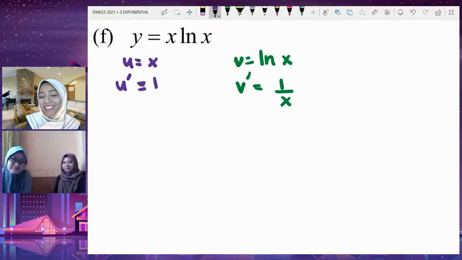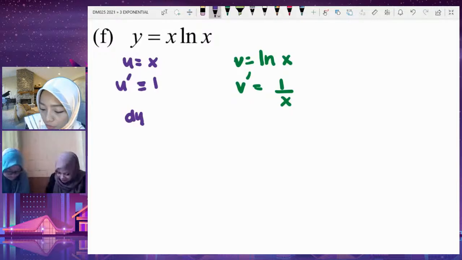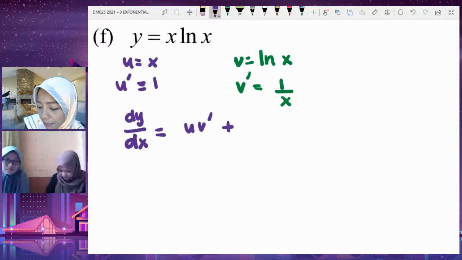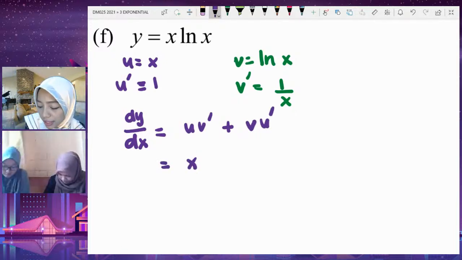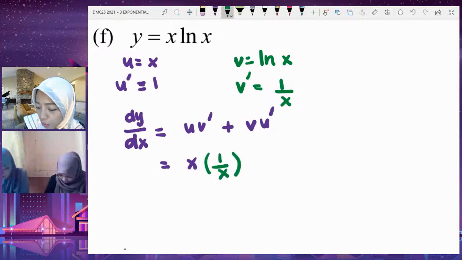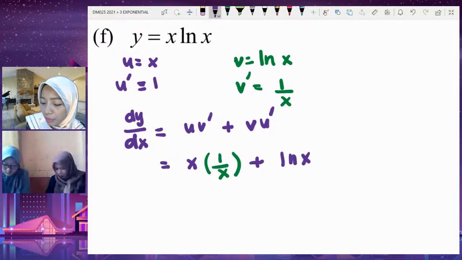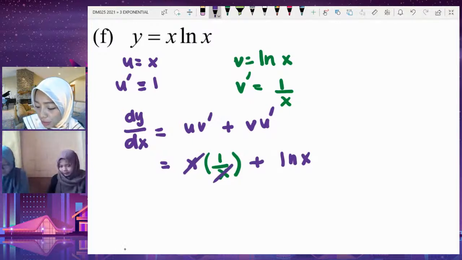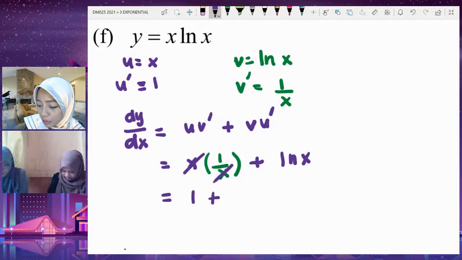Okay, so dy over dx. So uv prime plus vu prime. So what is your u? u is x. What is your v prime? v prime is 1 over x plus with v. What is your v? v is ln x. What is your u prime? u prime is 1. Nak tulis boleh, tak nak tulis pun tak mengapa because it's 1. So x cancel out. So your answer will be 1 plus ln x.